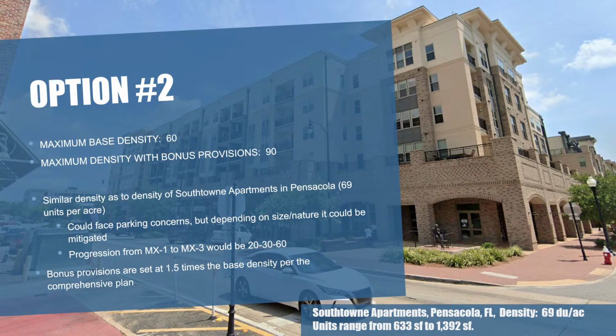Something to keep in mind with these numbers, when we look at the base density and then the max density with bonus provisions: our comprehensive plan says that density can be increased by 1.5 times for bonus provisions. So typically the bonus is 1.5 times whatever the base is, and that's currently governed by our comp plan. So that's why we're going 60, 90, and so on. That's the second option that we did present to the public and the stakeholders.